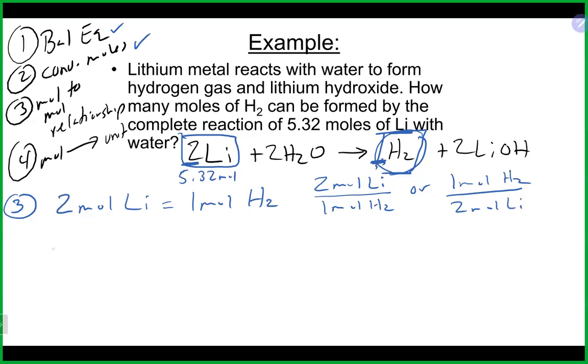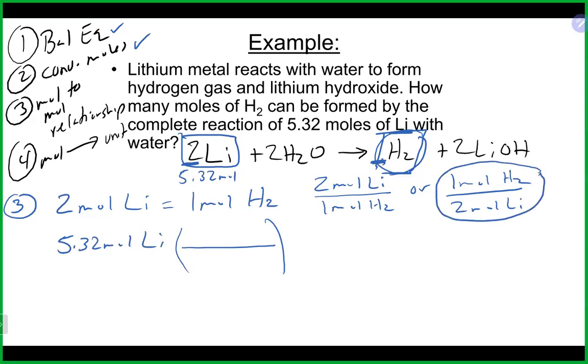And now we can actually do the calculation. So we're going to take our 5.32 moles of lithium. We're not interested in lithium, so we do want lithium in the opposite location, which means it does need to go on the bottom. So we want to use the conversion factor there on the right. 1 mole of hydrogen gives us 2 moles of lithium. The moles of lithium cancel. And again, that is the big stoichiometry move there. And that's going to be 5.32 basically divided by 2. Gives us 2.66 moles of hydrogen. That is step number 3.